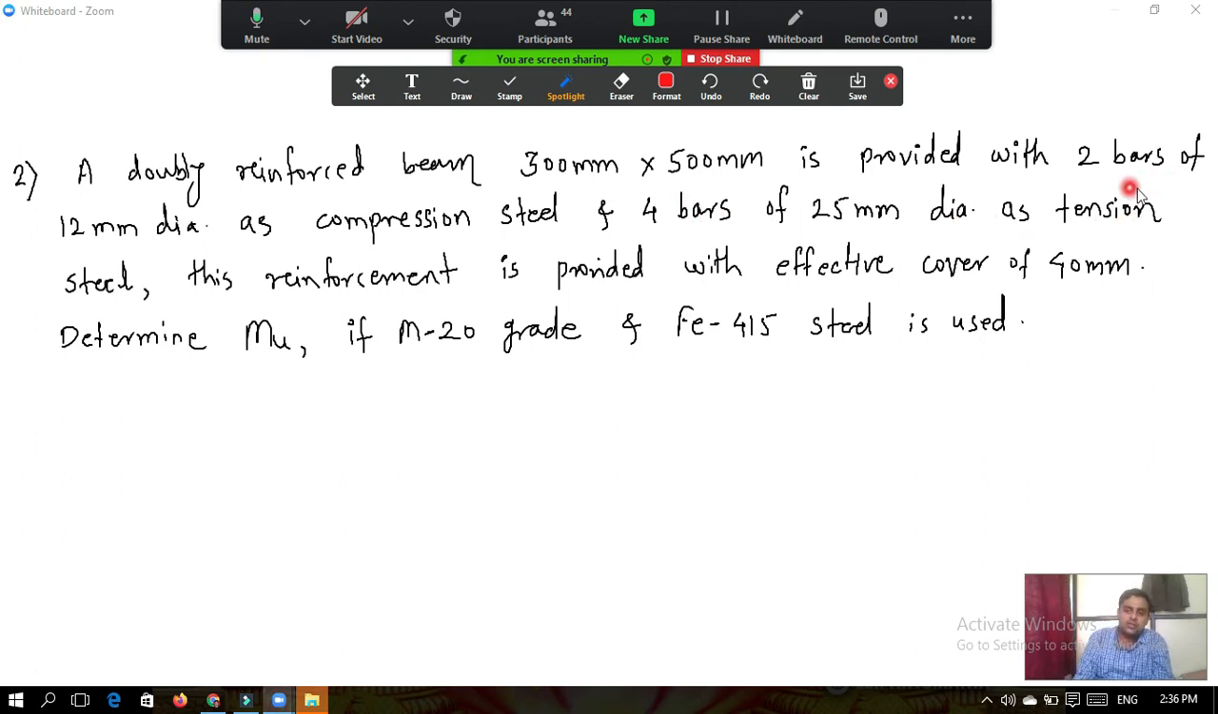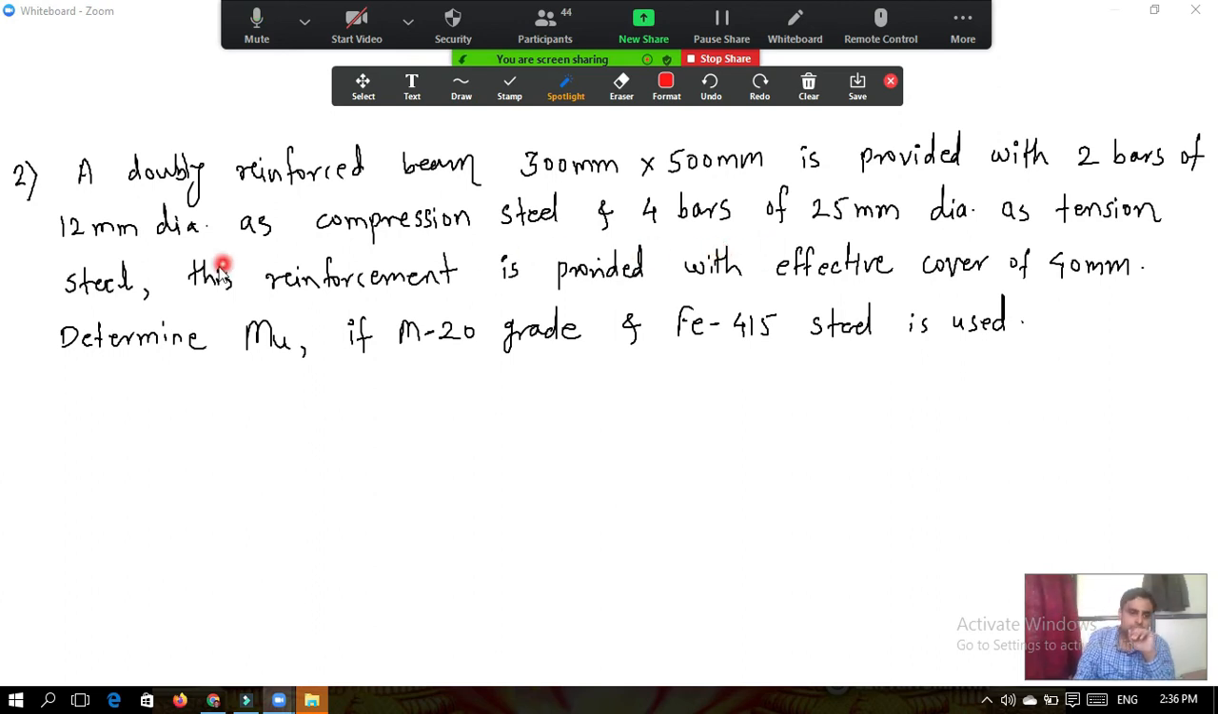So compression reinforcement is 2 bars of 12 mm diameter. You can imagine that above the neutral axis 2 bars of 12 mm diameter are placed. Then imagine that below the neutral axis 4 bars of 25 mm diameter are placed. So you can overview that section. Rectangular section is there. Horizontal dimension is 300. Overall total vertical dimension, depth, is 500. Above the neutral axis 2 bars of 12 mm diameter. Below the neutral axis 4 bars of 25 mm diameter as tension reinforcement.